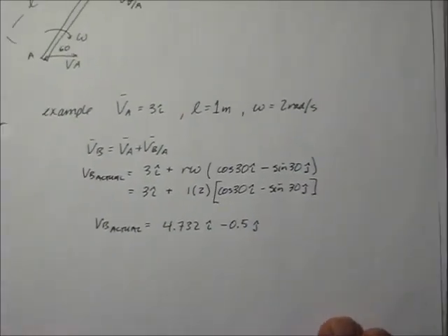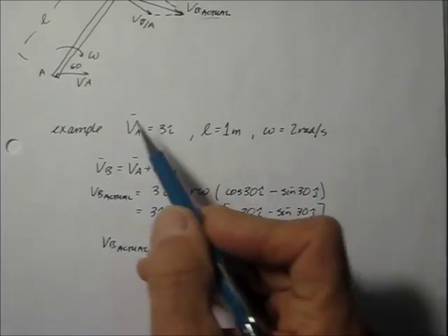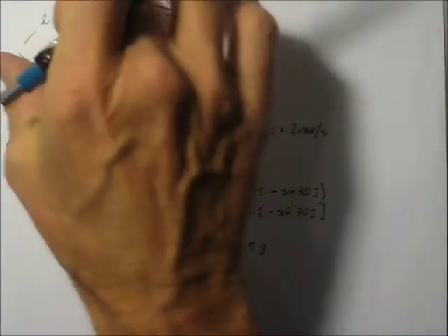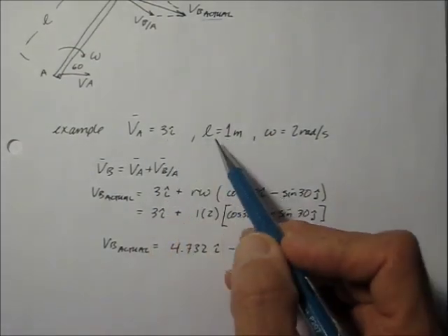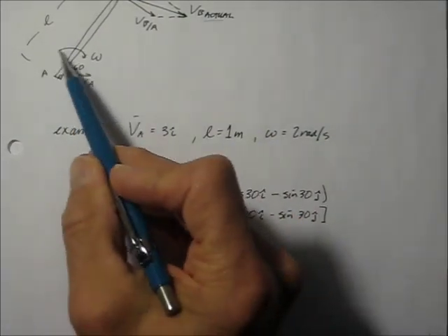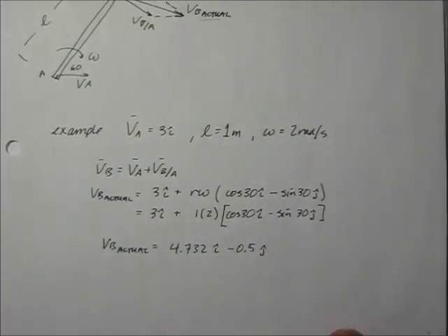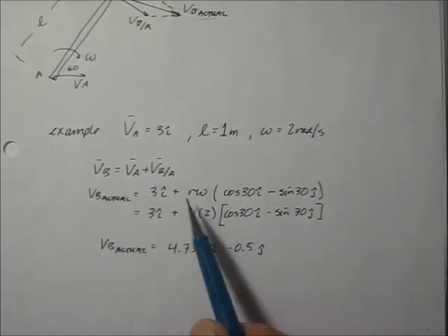All right, so here's just a very easy example. Let's just say that this bar is moving and rotating in this space, and we say that VA is equal to 3i. We're going to say that the length is 1 meter and that it has some omega of 2 radians per second. We're just going to put the equation together.